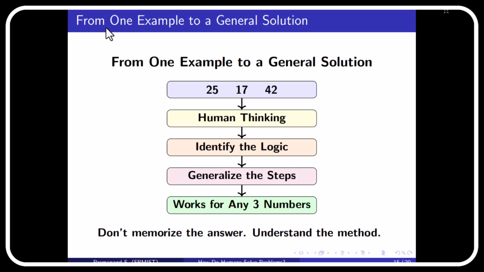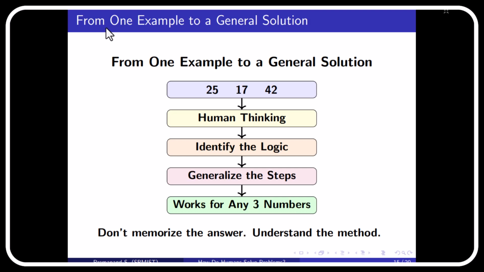Suppose tomorrow I give you 10, 50, 20. Will our thinking still work? Yes. And what about minus 5, minus 2, minus 10? Again, yes. So we are not interested in memorizing the answer like 42 is the largest. We are interested in understanding the method. We take our example, identify the logic, generalize the steps, and now we have a method that works for any three numbers. Don't memorize the answer, just understand the method.